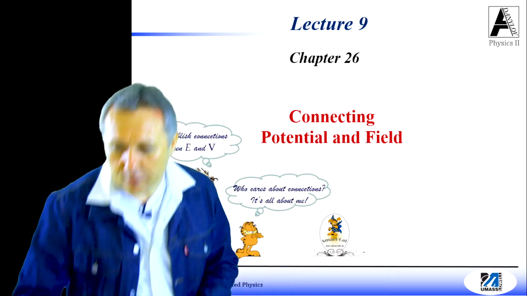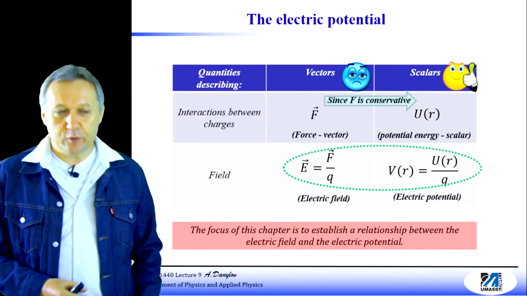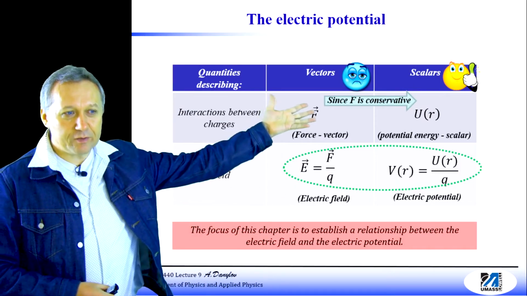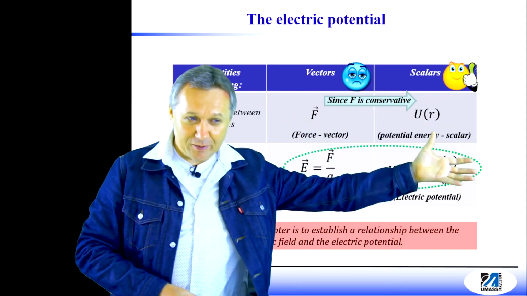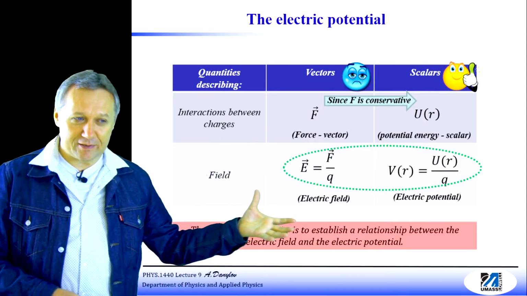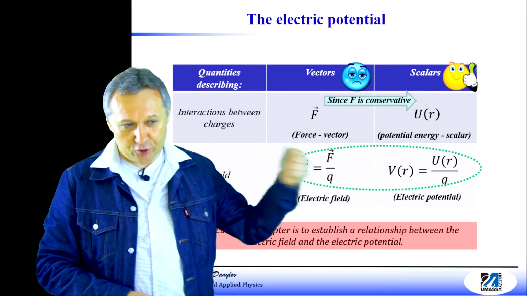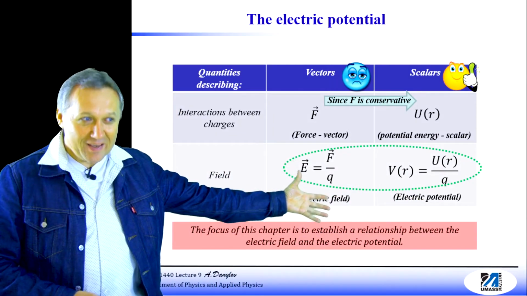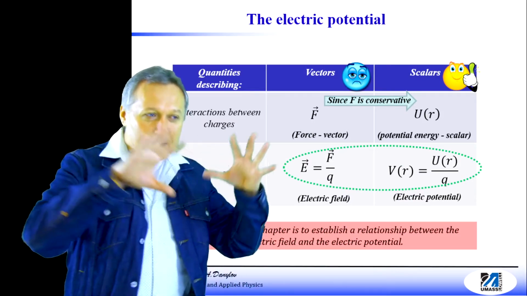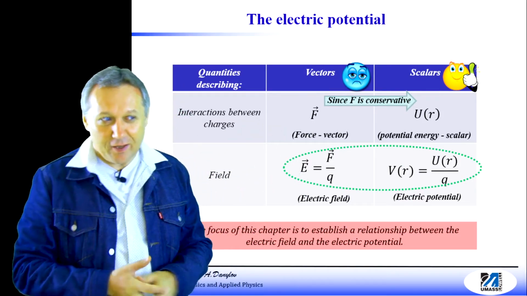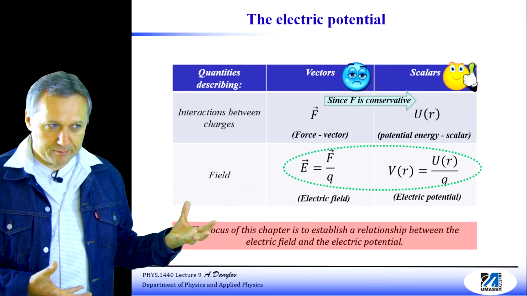Wait, I need to bring slides forward. Okay, so what are we doing today? As I said, we replaced in the recent past electric force with the electric potential energy, and then we replaced the electric field, which is again a vector quantity, with the electric potential. Since electric field and electric potential both describe exactly the same thing, that electrical aura created by any charge system, of course there must be a relationship between them.